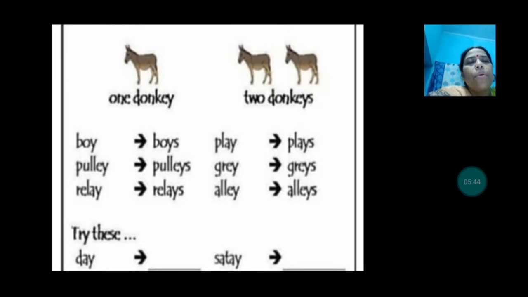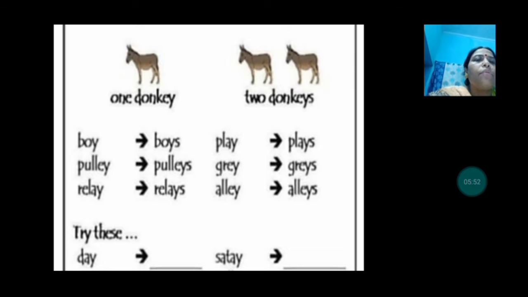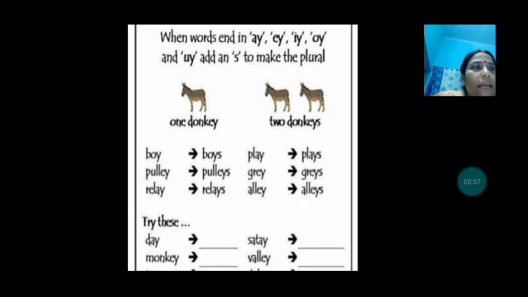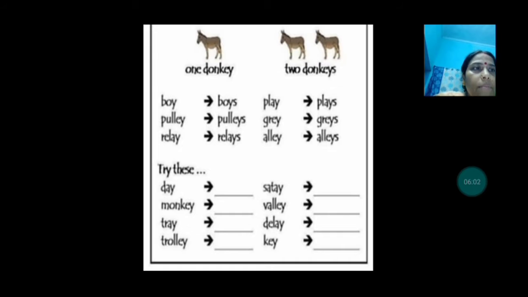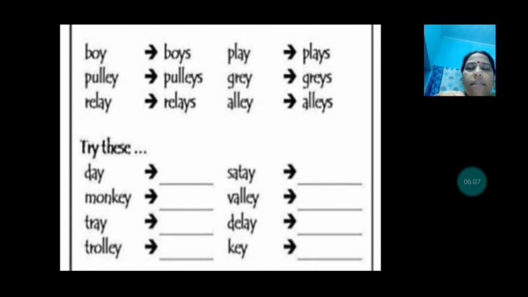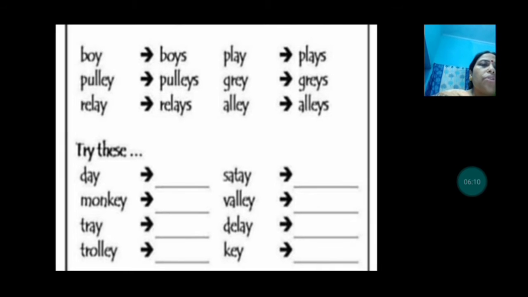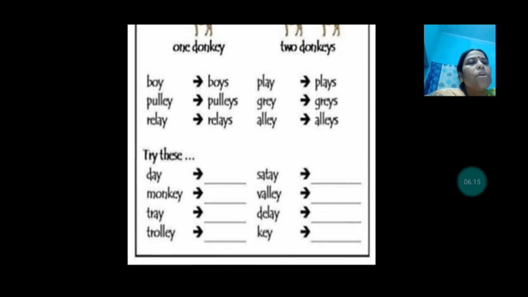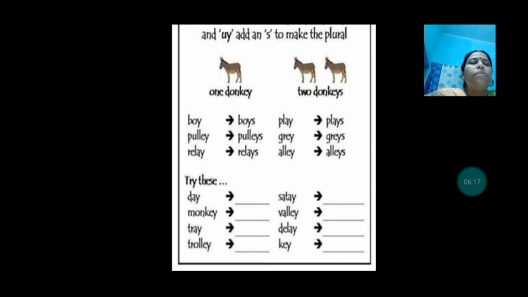In relay before y we have a. In play before y we have a. In gray before y, a. In lay before y, a. So what will we do? We will not remove y and add ies. Only add s. Remember this rule, okay? Day, days. Only add s. Donkey, donkeys. Tray, trays. Trolley, trolleys. Satyr, satyrs. Valley, valleys. Delay, delays. Key, keys.